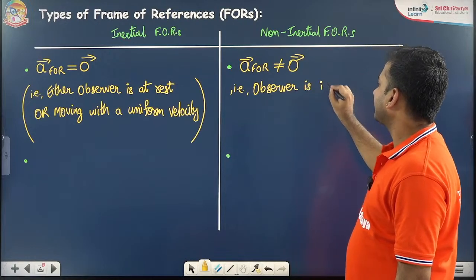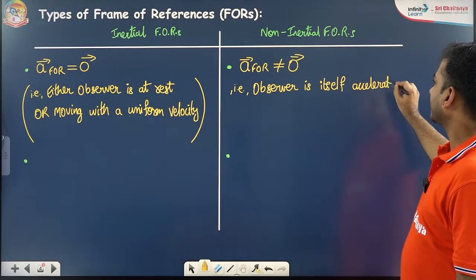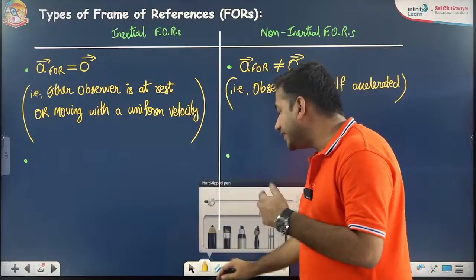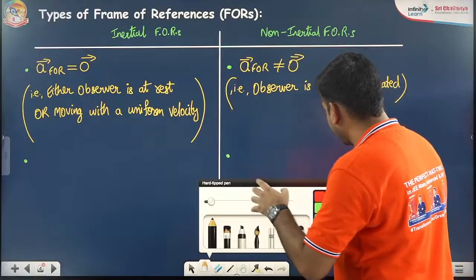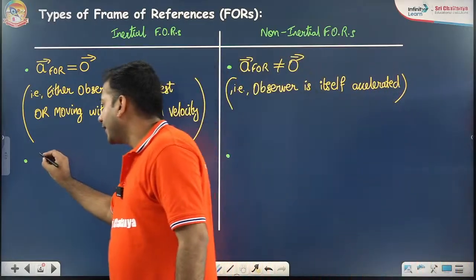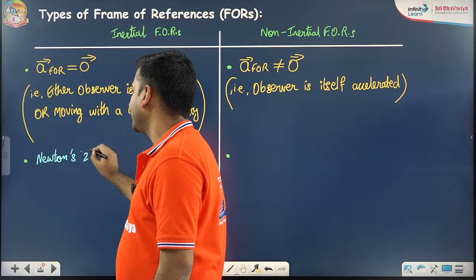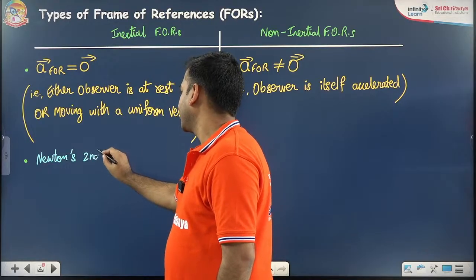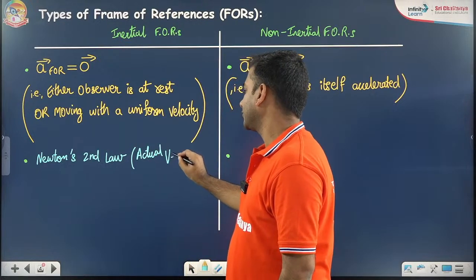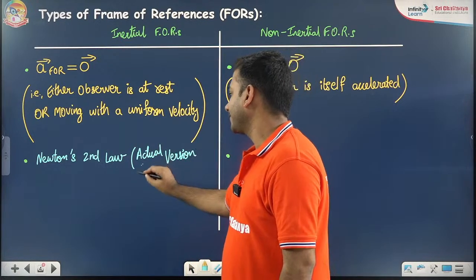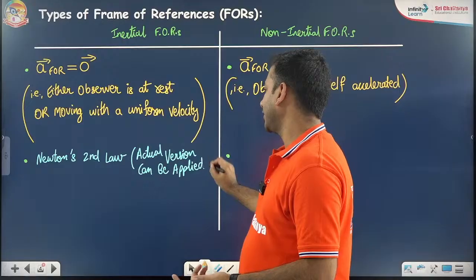Observer is itself accelerated. I hope that's clear. Now, how do you deal with such kinds of problems? Here, Newton's second law can be directly applied. Newton's second law, actual version, can be applied. Actual version can be applied means F is equal to ma.